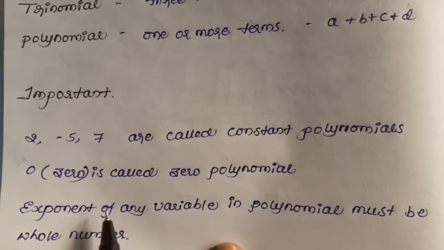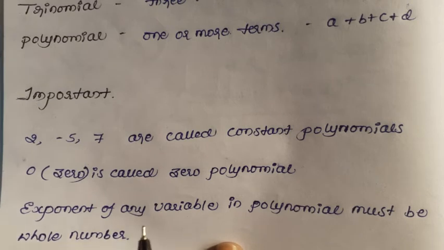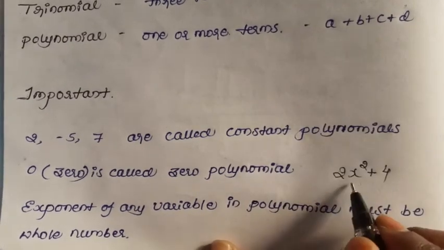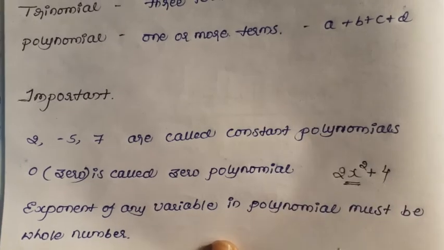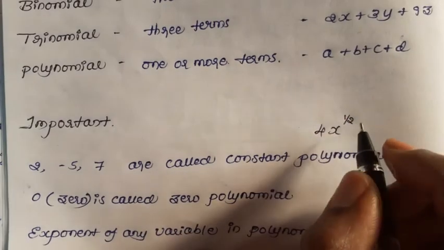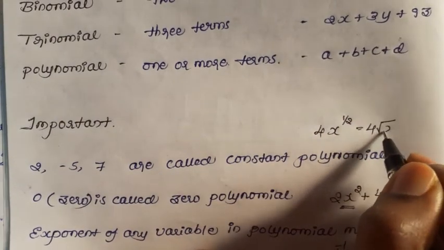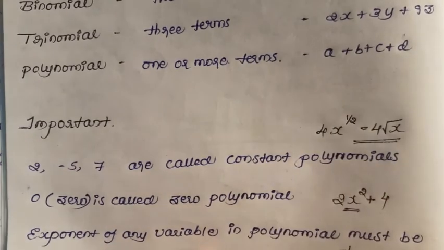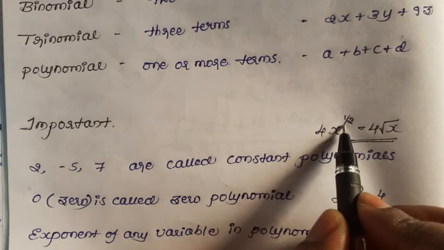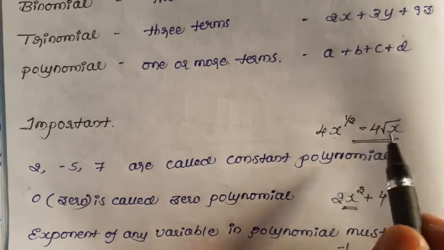And an expression is called a polynomial only when the exponent of any variable, that is the power of any variable in the polynomial, must be a whole number. For example, 2x square plus 4. Here the exponent of x is 2. But if I have 4x to the power 1 by 2, that means 4 root x, then we don't call this a polynomial because the power of x is rational here. This is not a whole number. So this is not a polynomial.